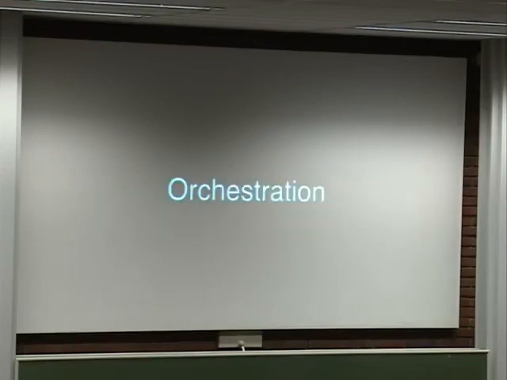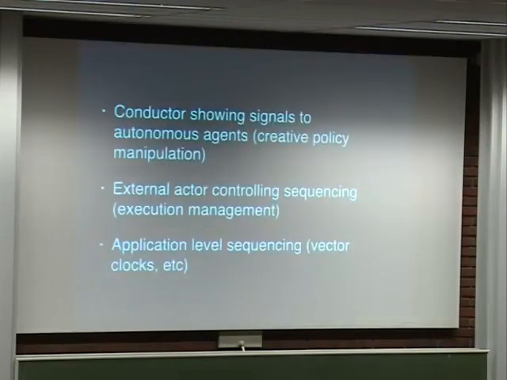Right? How do I do this? Well, here's that ugly orchestration. Right? So in general, there's 3 ways to do this. A conductor showing signals to autonomous agents. So this is basically creative policy manipulation, right? So like on your policy host or chef server, whatever, you're saying, all right, this server doesn't do that, whatever. You're letting the pull happen and update, and that's hard. Right? An external actor controlling sequencing, execution management.